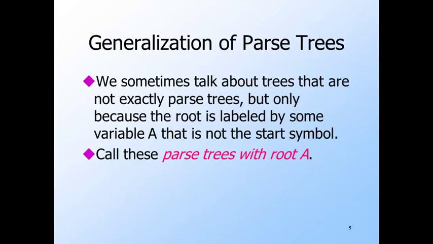In what follows, we're also going to talk about parse trees with a root A that might not be the start symbol. These trees follow all the other requirements of a parse tree. The leaves are labeled by terminals or epsilon, and an interior node with its children form a production of the grammar.